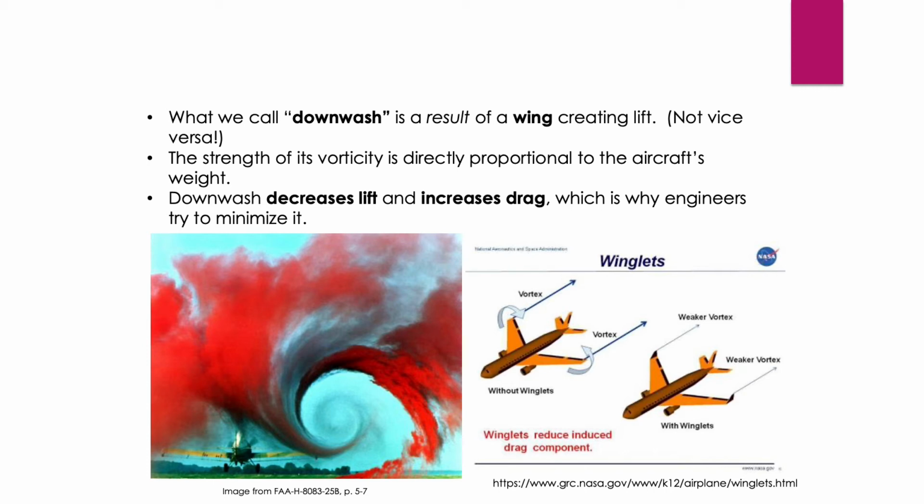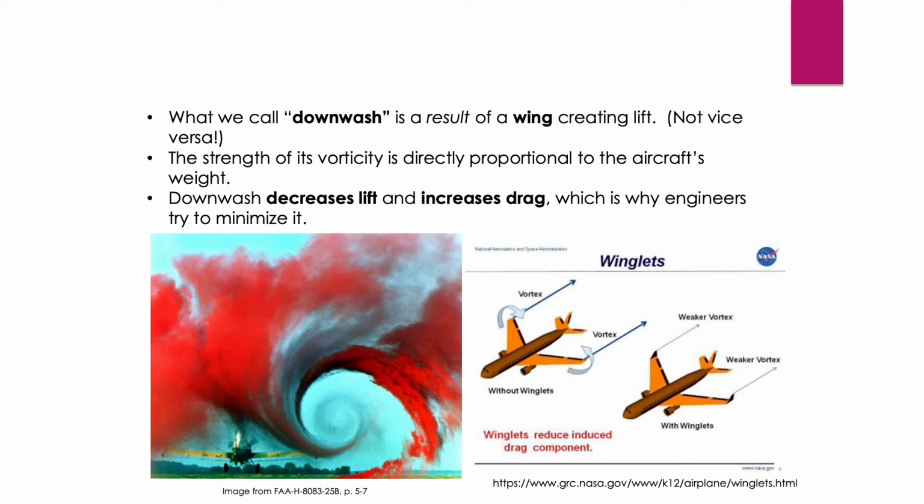That vorticity is a result of the wing creating lift. It is not part of the mechanisms involved in the actual creation of lift. It's a result of the wing creating lift. And the strength of that vorticity is directly proportional to the aircraft's weight. And of course, that's why when you get around these big heavy airplanes and you're flying a little airplane, you get concerned because those vortices can be really, really intense and actually cause you to lose control of your aircraft.